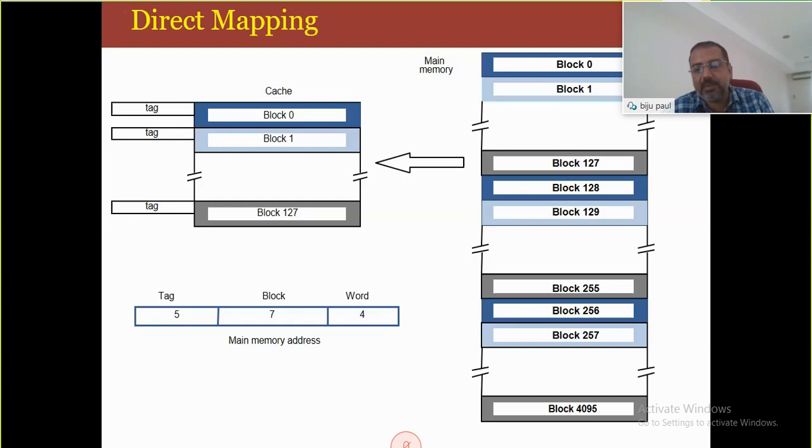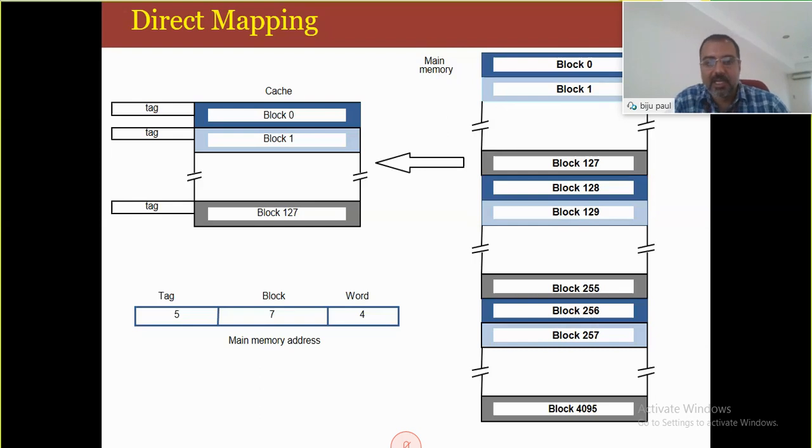How is the mapping done in direct mapping? Direct mapping is the simplest mapping method. It is very simple. Block 0 goes to block 0 of the cache. Block 1 goes to block 1 in the cache from the main memory. Block 127 in the main memory goes to block 127 in the cache memory. Okay, then where does block 128 have to go? Block 128 goes to block 0. You can see the color similarity in this diagram. So block 256 also goes to block 0 in the cache. Block 4095 goes to block 127 in the cache from the main memory.